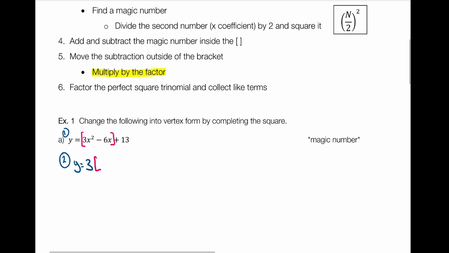Still going to have my bracket, and then inside, I'm going to have x squared minus 2x. So again, just common factoring. If you need to refresh yourself on common factoring, again, please go back and look at a previous lesson. But we're just common factoring the first part. Now we can make a perfect square trinomial inside the bracket, similar to the steps that we did before. So the third step is to make that magic number by taking that middle number, so negative 2, divide it by 2, and then square it. So here we have negative 1 squared, which equals 1.